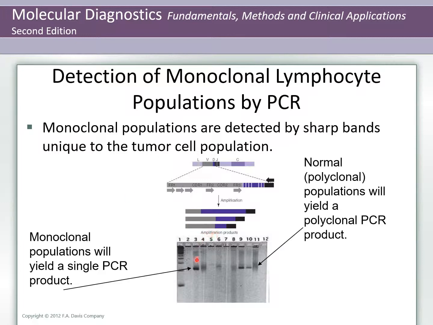In this figure, lanes 4, 8, and 11 show a normal population that yields the dispersed bands. If at least 1% of the sample is representative of a monoclonal gene rearrangement, that product will be amplified preferentially and revealed as a sharp band by gel electrophoresis. So in this example, you can see lanes 3, 6, 9, and 10 show the sharp band that indicates a monoclonal gene rearrangement.